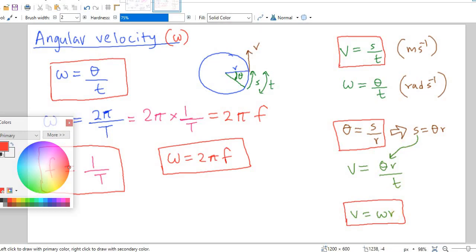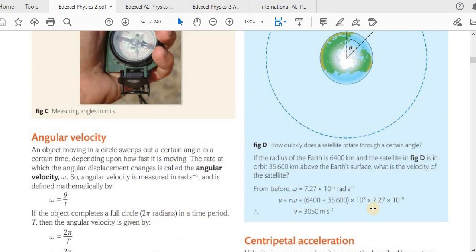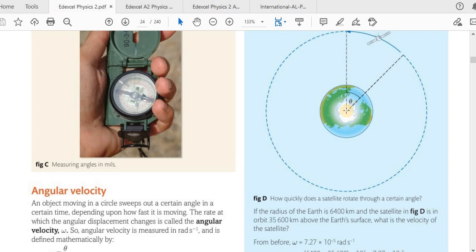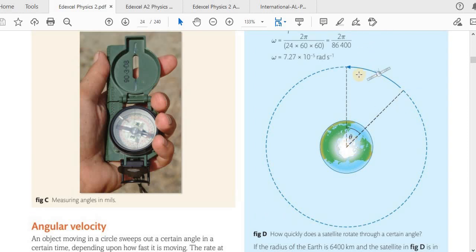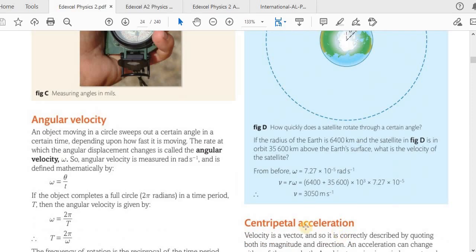Remember, r is from the center of the earth to the satellite, because the center of the circular path in which this is moving is here. So we have to take it from the center of the circular path to there. That will be the radius, not from the surface of the earth, okay? So you have to add the radius of the earth and the altitude, that is how far it is above the surface of the earth. That will be your r. Then omega you found previously, so you get the speed to be this.